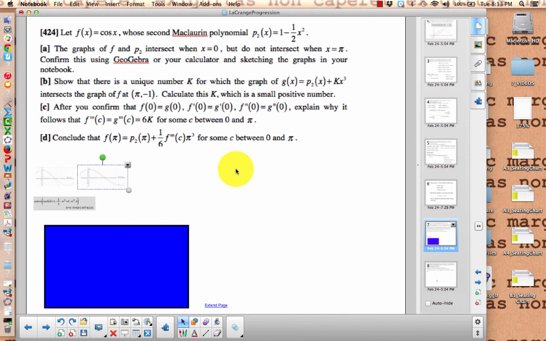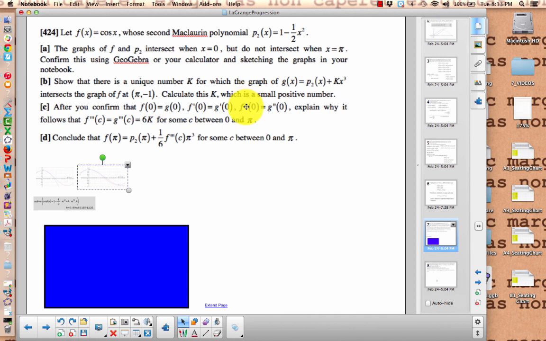After you confirm that f of 0 equals g of 0, we've seen that on the graph. The first derivative of f is the same as the first derivative of g. We know that's true because g is the second degree Maclaurin polynomial for f, plus this extra piece. This extra piece is always equal to 0 for the first three derivatives, so that really does not affect anything. So g and f have the same derivative at 0, same second derivative at 0.